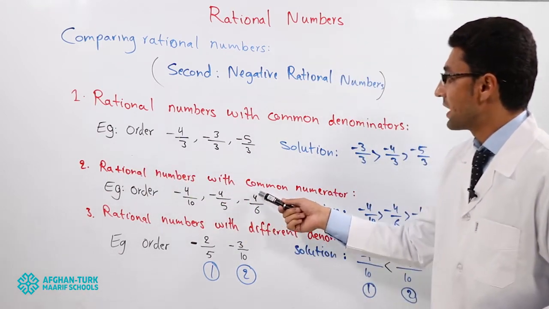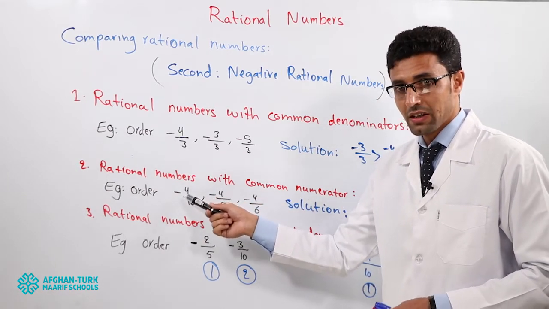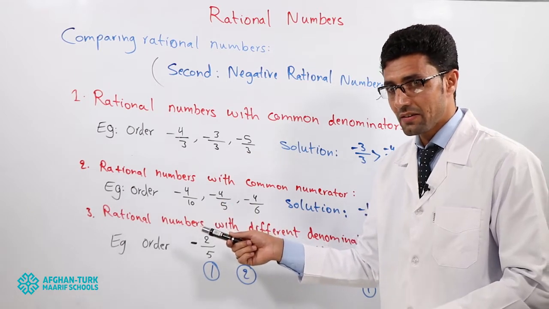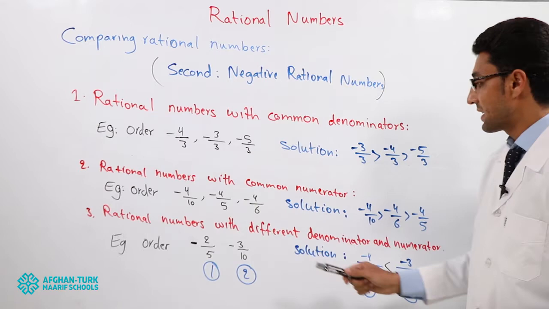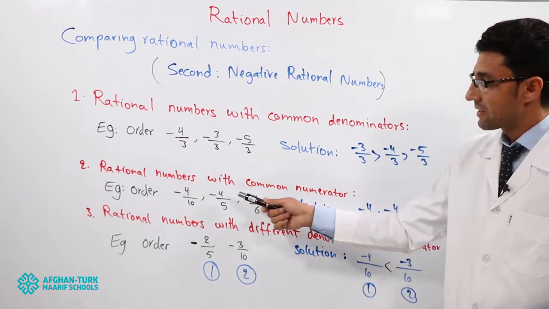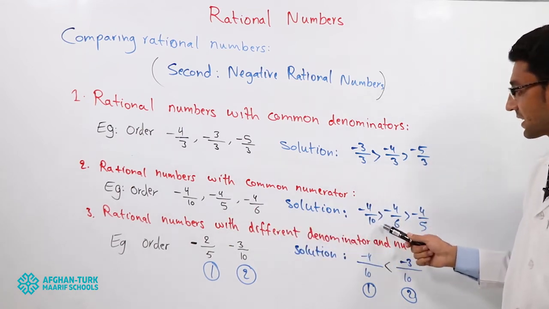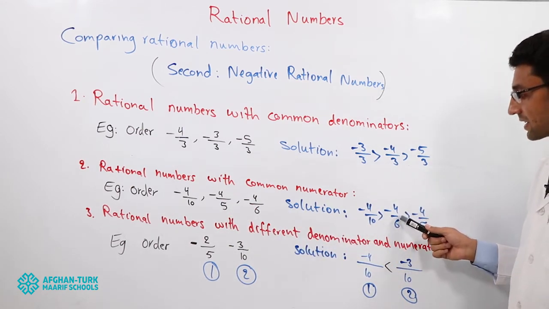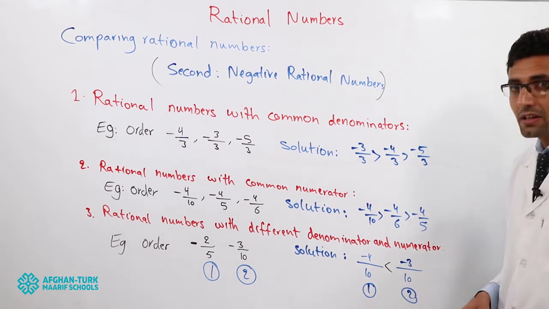Rational numbers with common numerator. It means numerators are equal. This is the inverse of positive numbers. Okay, which one is greatest? What do you think? Exactly. Minus 4 divided by 10 is greatest. And after that, minus 4 divided by 6. After that, minus 4 divided by 5.